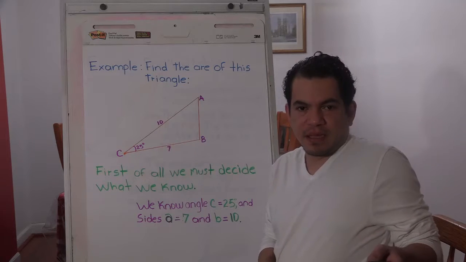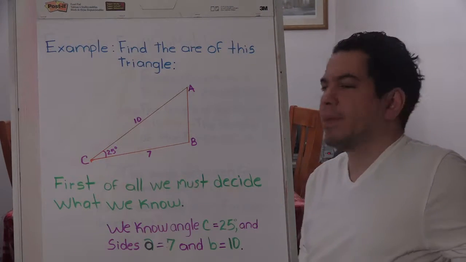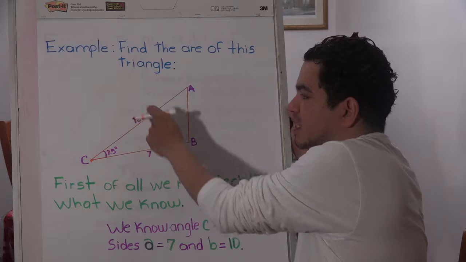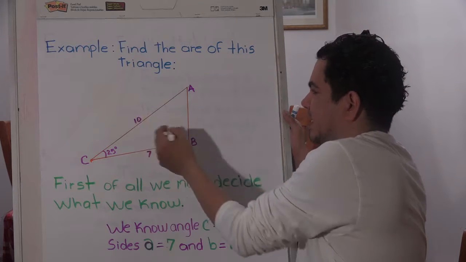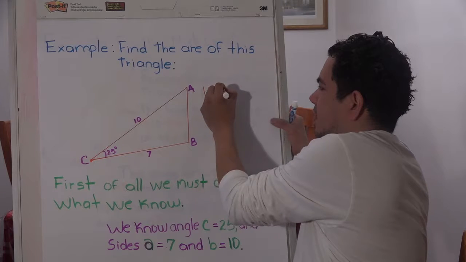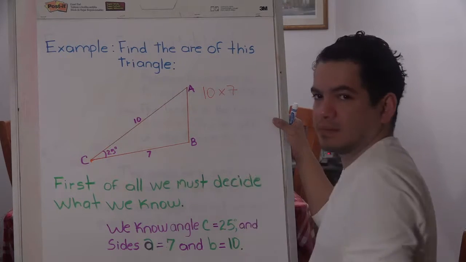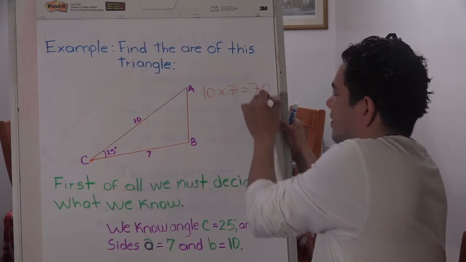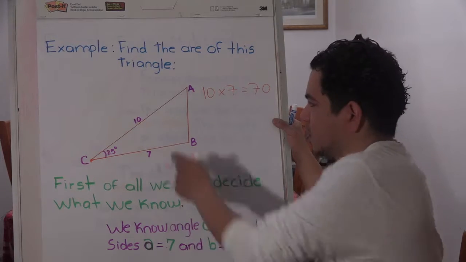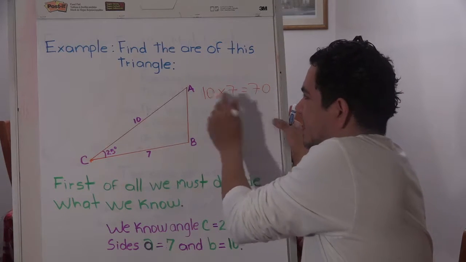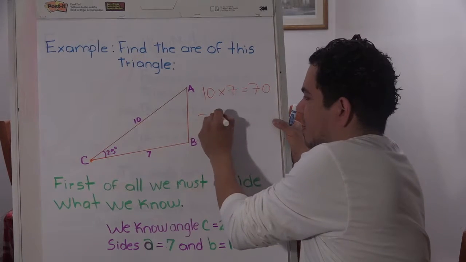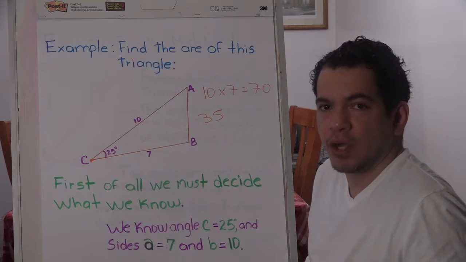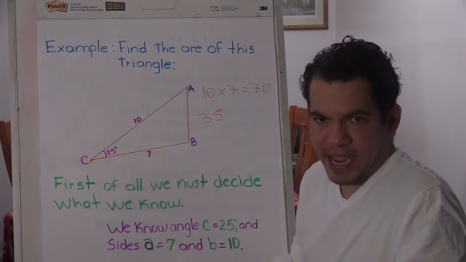Let me see if I can make this a little larger. Okay, better. So what I mean is the following. Take the product of the two sides. In this case it will be 10 times 7, and that becomes 70. So far so good? So 10 times 7 becomes 70. Take half of that, and that becomes 35. And now, last but not least, we take the sine of the included angle.